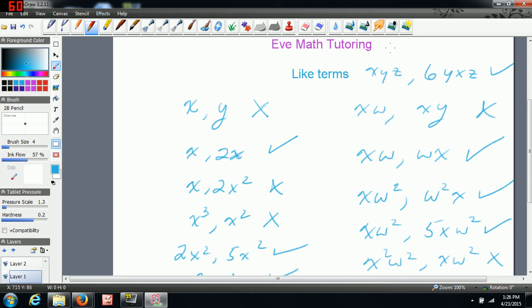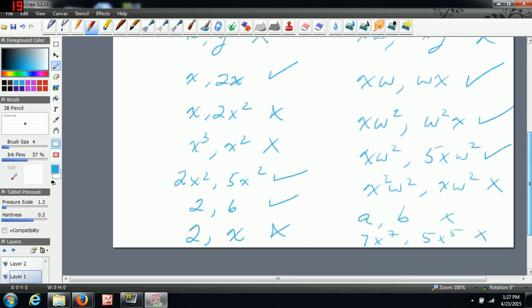Okay? If I had a situation where I had xy squared z and I had 6yxz, now in this case, because the y has a power of 2, these two are not like terms. Okay, so you're always looking at the powers of the variables, and when you do that, you can actually go ahead and add them if they are like terms.